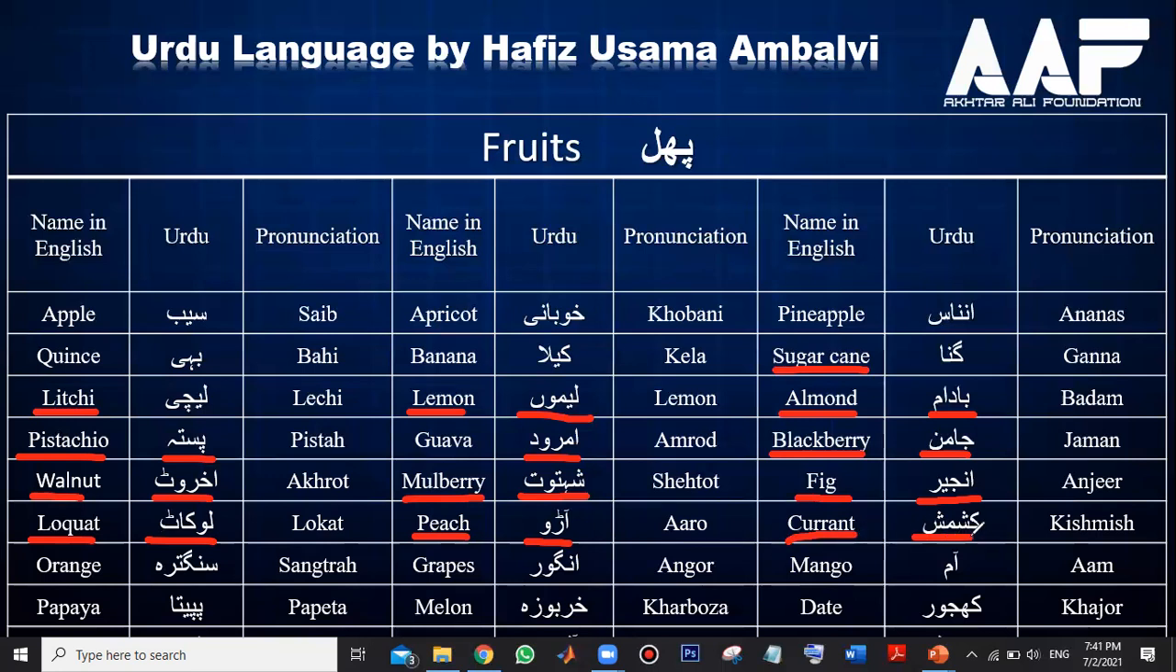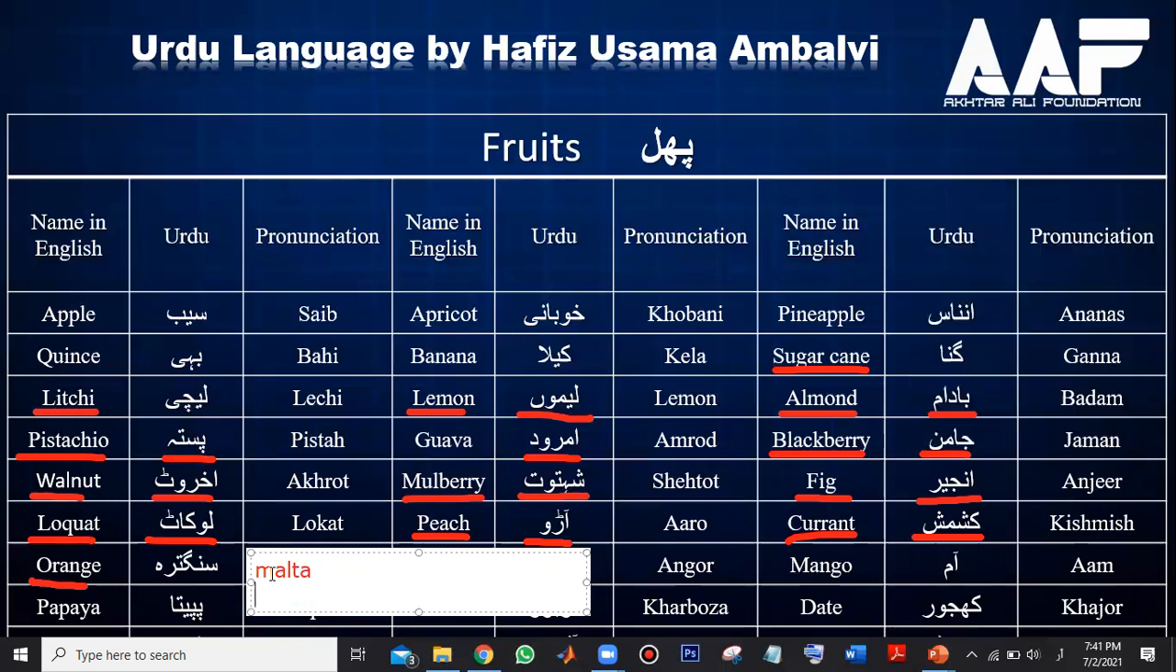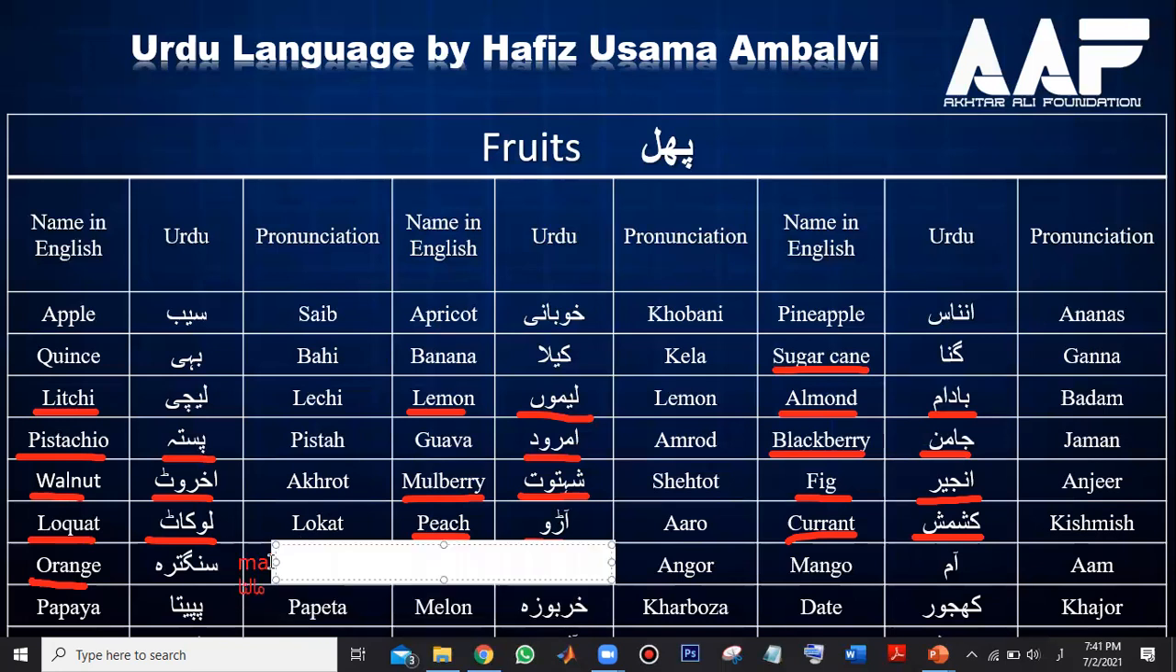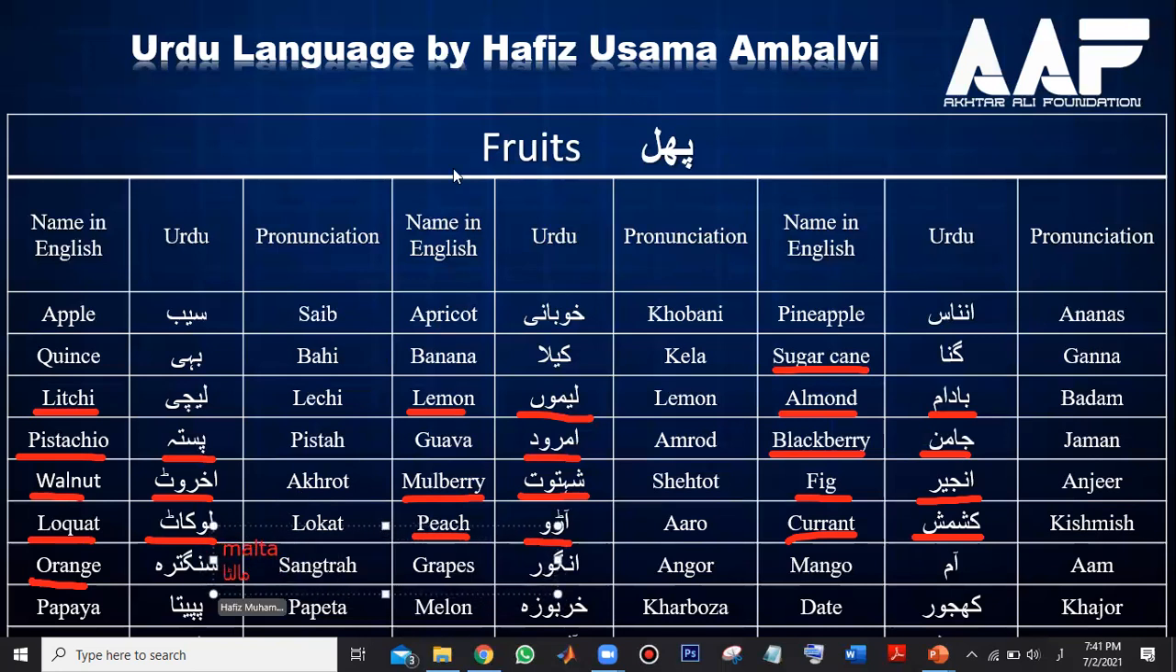It's kishmish. Yeah, right. For orange, we have santra, or we also use malta. Okay. Then we have grapes. Grapes means angur.